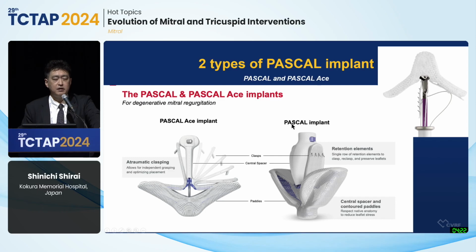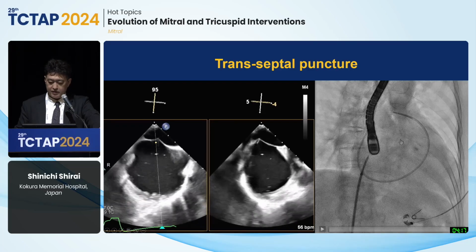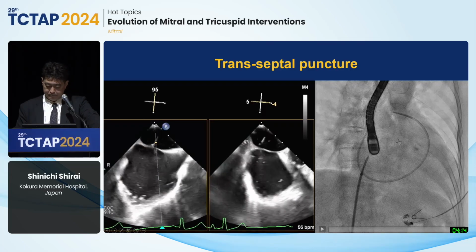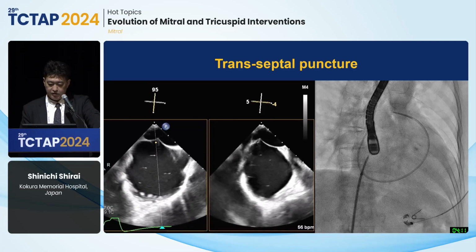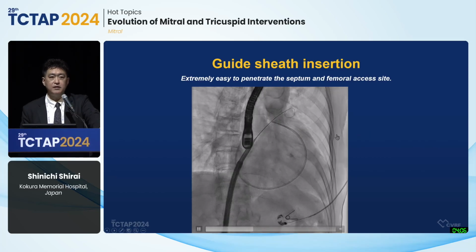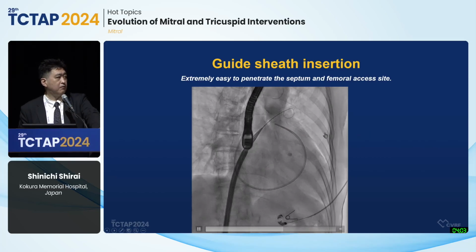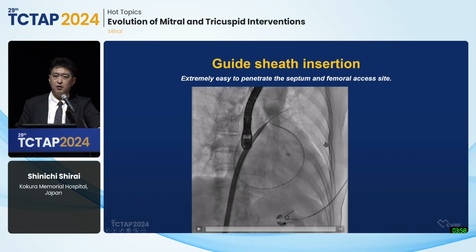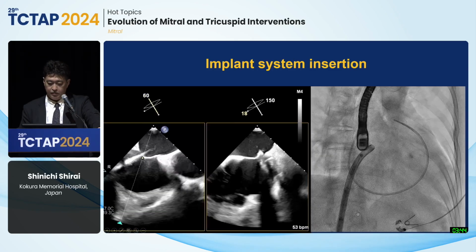We don't have any experience, but Dr. Shunsuke already has. And this is the septal puncture. It is the same as for the mitral clip, at a 40 centimeter height. Fortunately, this device is very easy to penetrate the septal portion. In other devices, it's a little bit difficult, or you have to pass the septum violently. But this device passes very easily through the atrium.